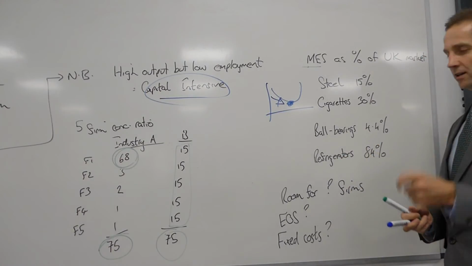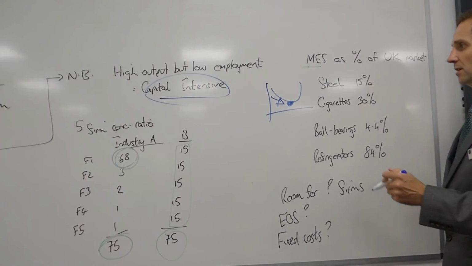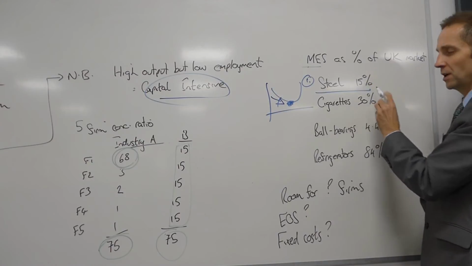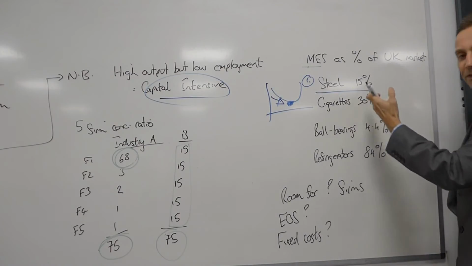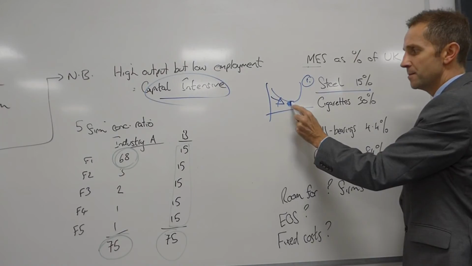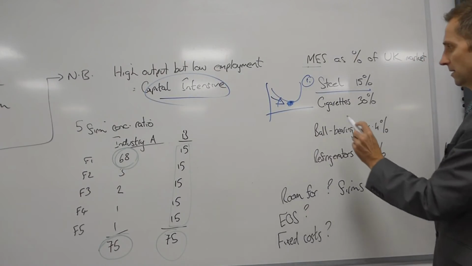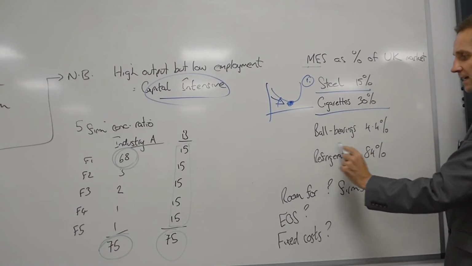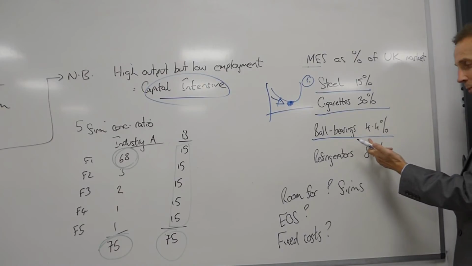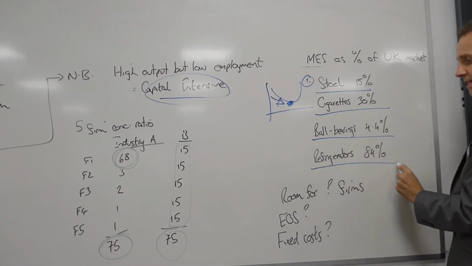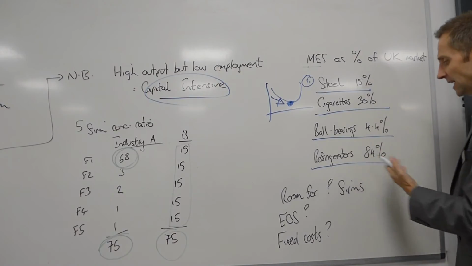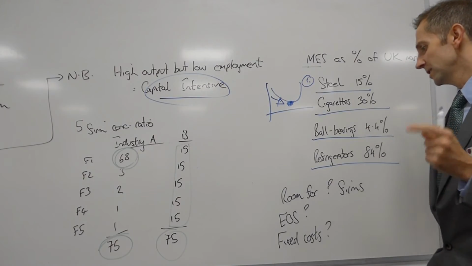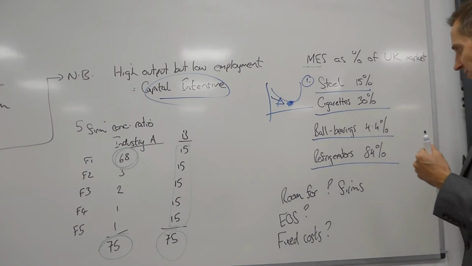So I've just taken 4 of the industries which Anderton quotes and the market share. So number 1 is the steel industry, 15%. So you need 15% market share to be operating at minimum efficient scale in the UK. In the cigarette industry, you need 30% market share. In the ball bearings industry, you only need 4.4% market share. And in the refrigerator industry, you need 84% market share. So that's interesting, isn't it? And we need to consider why this might be the case.